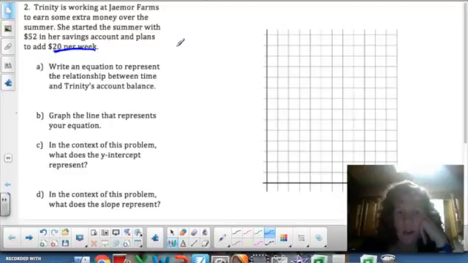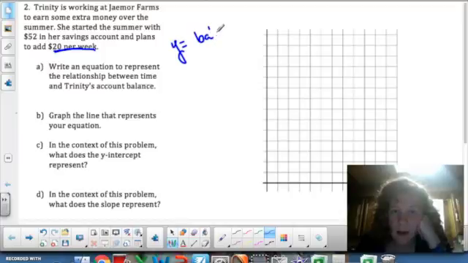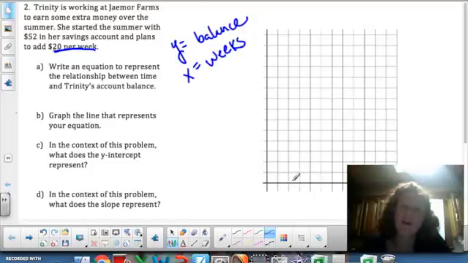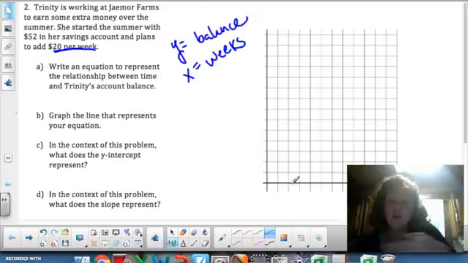value. So the first thing it wants us to do is to write an equation to represent the relationship between time and Trinity's account balance. So we're going to let her balance be y, and we're going to let the number of weeks be x. The reason I'm doing that is because the x value should usually be your independent variable. And what I mean by that is that's the thing that you are plugging in.